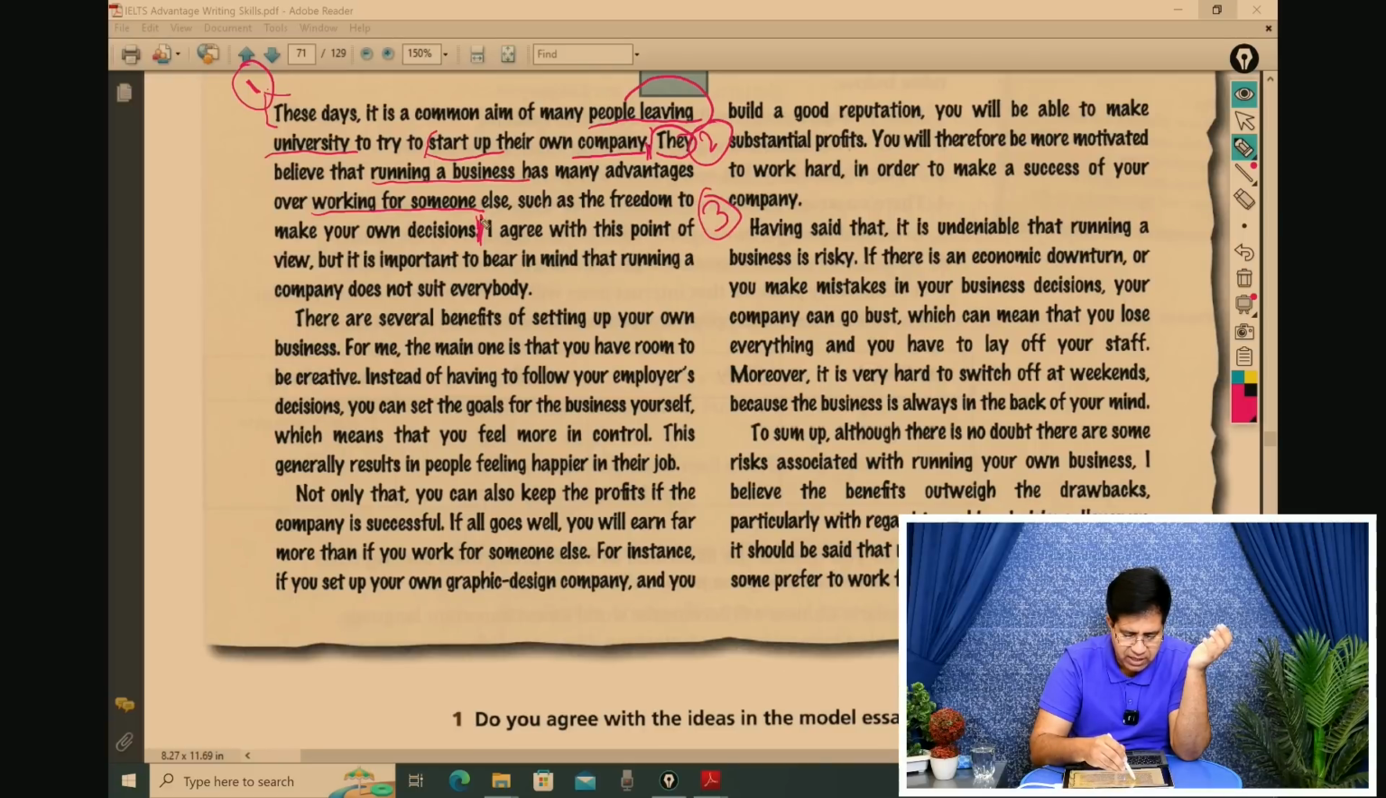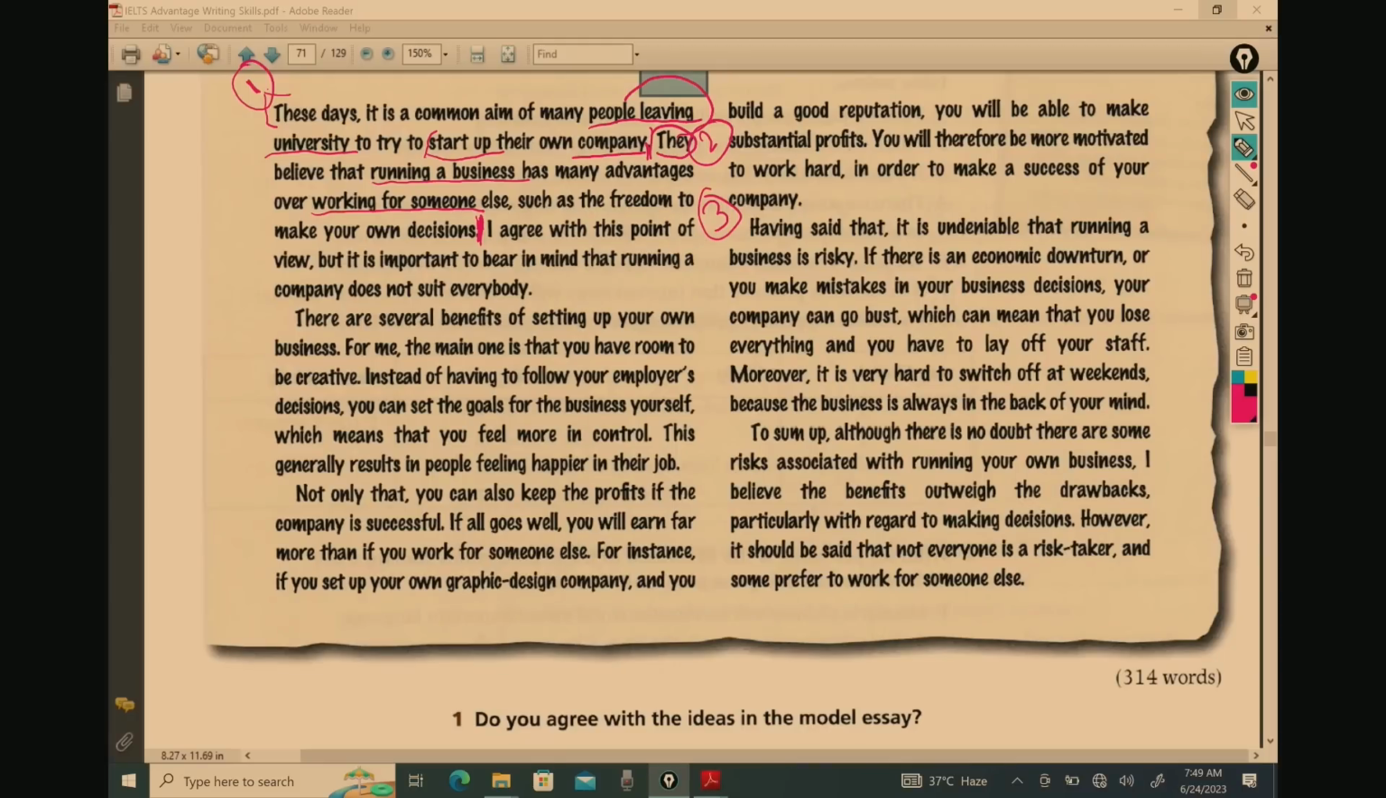It starts from here. I agree with this point of view. Very simple. Don't say I don't know. Don't say well it depends. You should have clear, straight understanding of the topic, and you should have your clear, straightforward position. Either you agree or you disagree. I agree with this point of view, but it is important to bear in mind that running a company does not suit everybody. So this is a balanced opinion. I agree, but it's not for everybody.